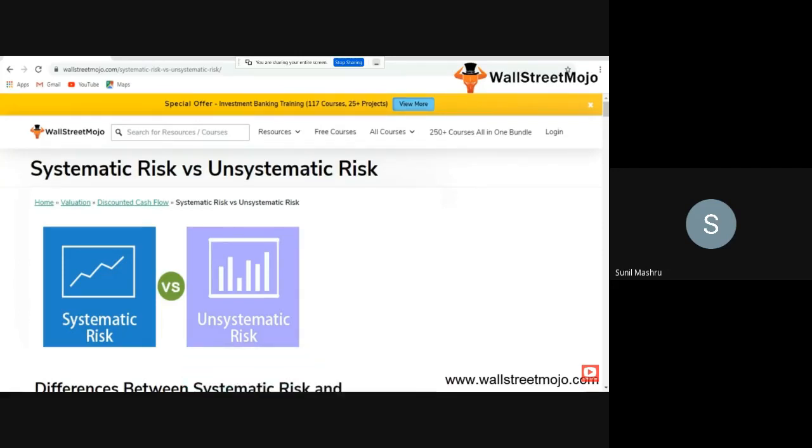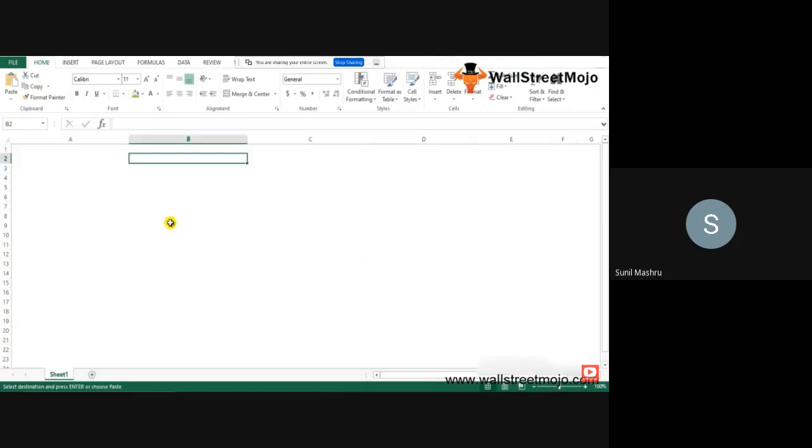And today's topic is systematic risk versus unsystematic risk, which is a part of the valuations when you do for various companies in terms of what we call discounted cash flow techniques or any other sort of techniques where such beta is used. So what exactly is the difference is what we are here to learn.